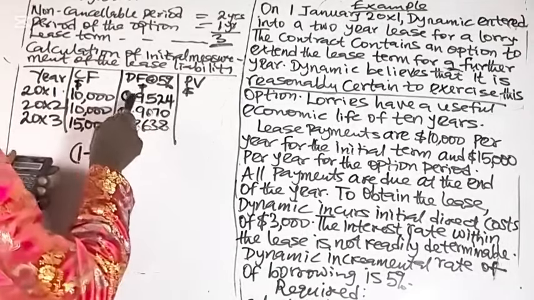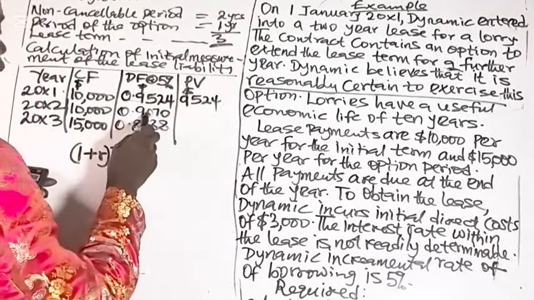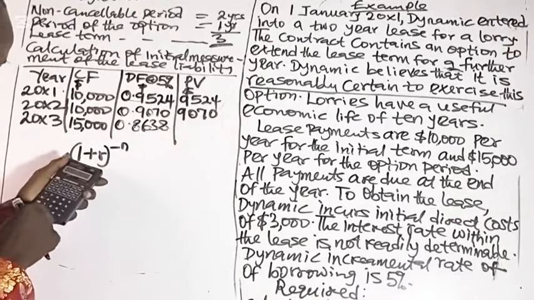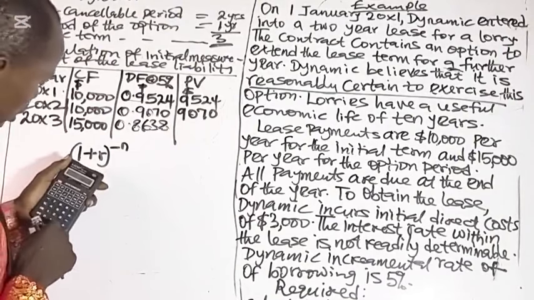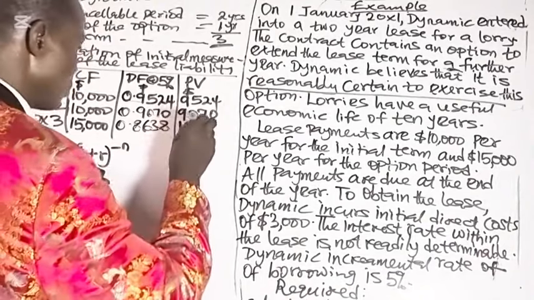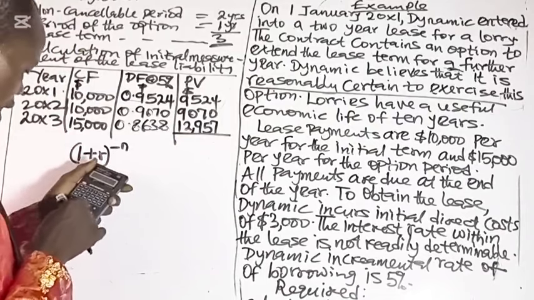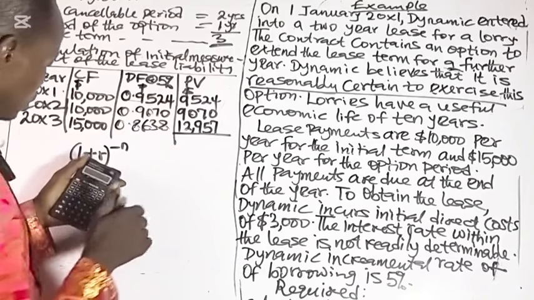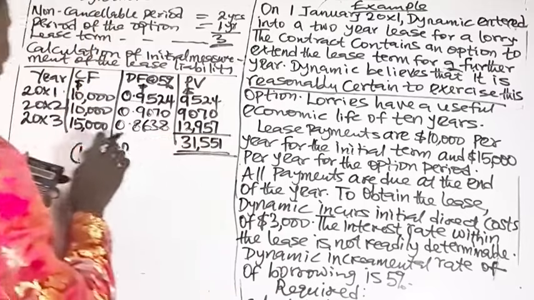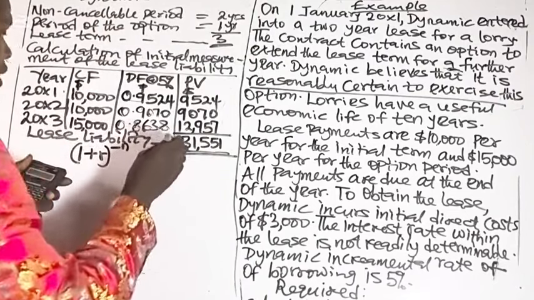0.8638. The present value, 10,000 times 0.9524. That will be 9,524. 10,000 times 0.9070, which is 9,070. 15,000 times 0.8638. That gives us 12,957. So when you sum it up, plus 9,070 plus 9,524, we have $31,551. This is the initial value of lease liability. So that is the lease liability initial value.